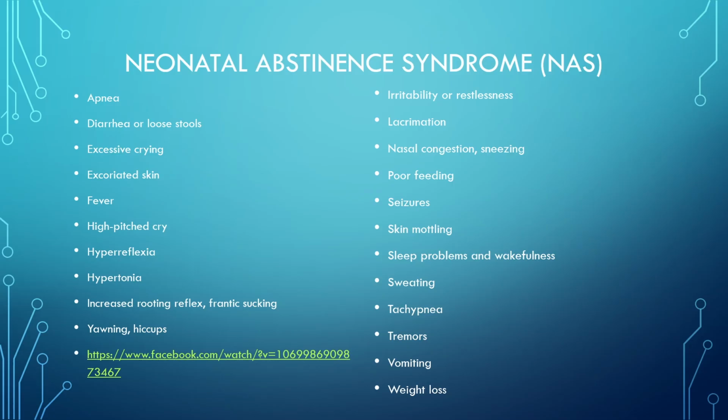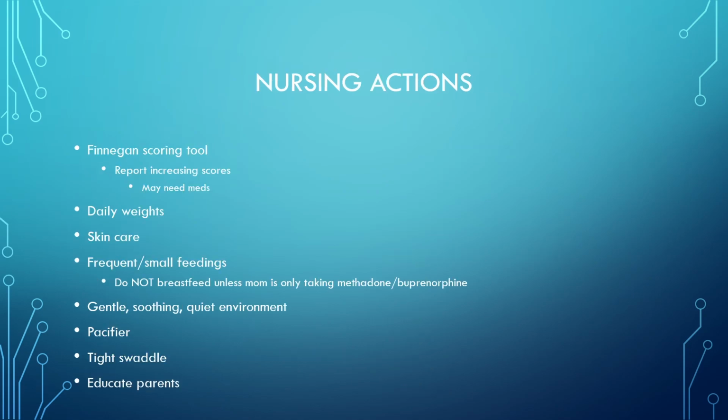But it shows a baby going through neonatal abstinence. What are you going to do if you think your baby's going through neonatal abstinence? There is something called the Finnegan score, and I have that on the next slide. I'll show it to you. But you're going to score your baby in different areas, and you want to make sure that you report scores that are increasing, because increasing scores, especially 13 or greater, means severe withdrawal.